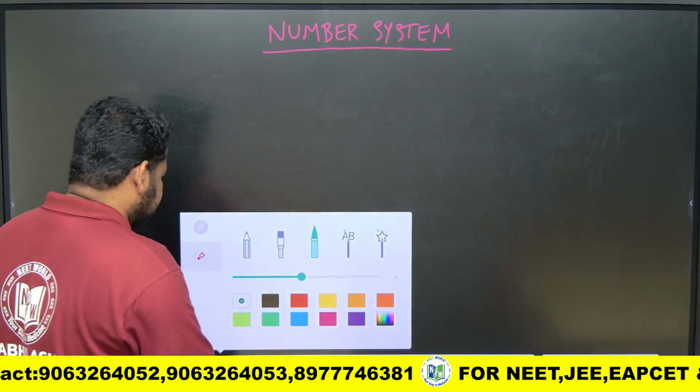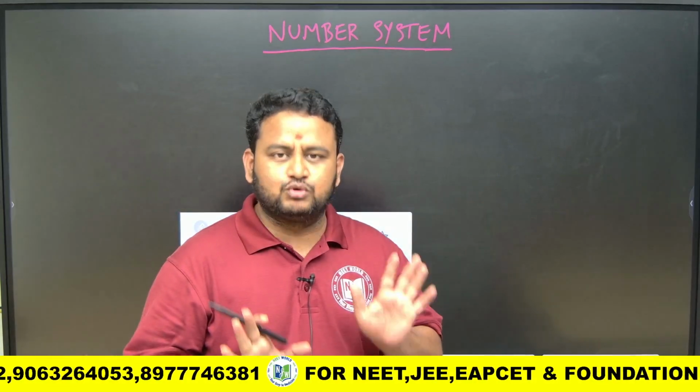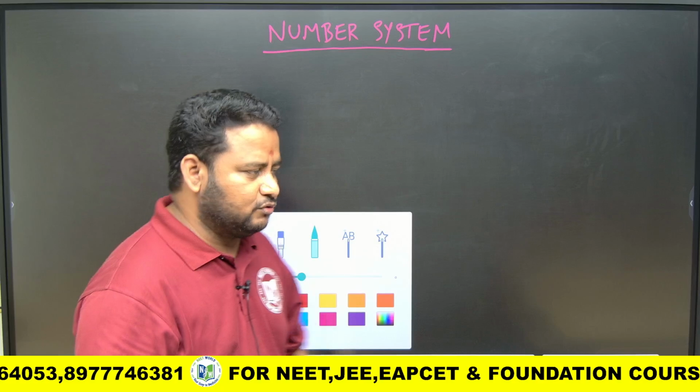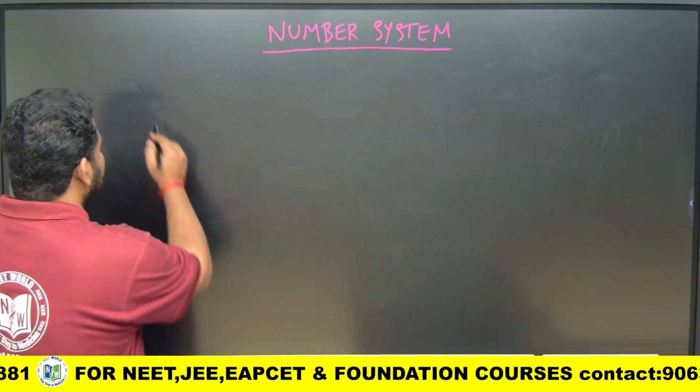I hope it is clear. I just revised whatever we have done. I hope you are practicing and revising well. Please do the homework every day which is given to you. That will be of a lot of benefit for you. Now let us start. We have to represent root 2 on the number line.